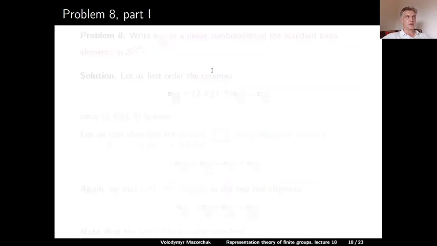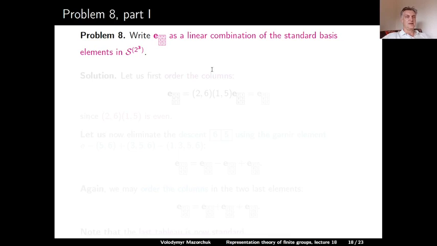And finally, problem 8. Write the polytabloid for the Young tableau (6,5,4,3,2,1) as a linear combination of the standard basis elements in the Specht module S(2,2,2). Solution. Let us first order the columns in this Young tableau. In order to order the columns in this tableau, we need to swap 2 and 6 and 1 and 5.